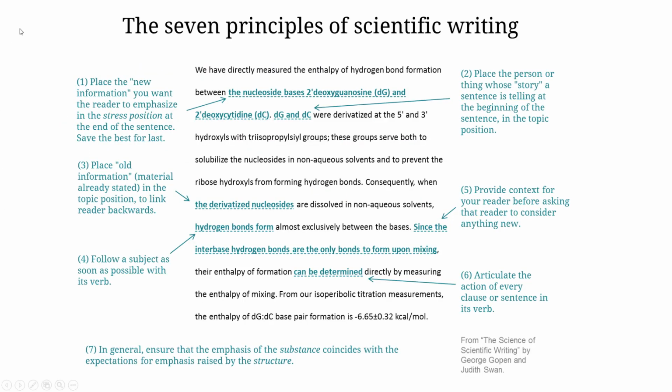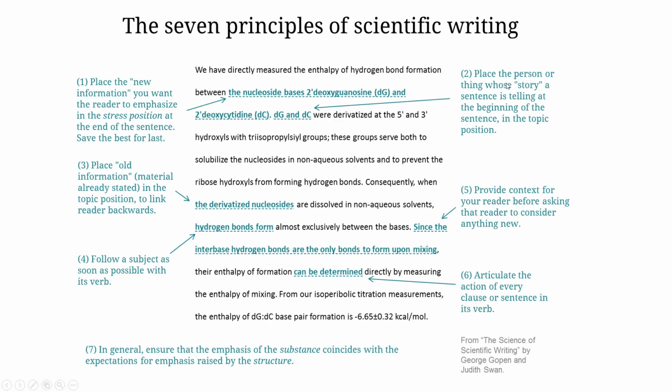In this one slide, it conveys the 7 principles of scientific writing. And this is a nice example to go through. So in the first place, you place the new information you want the reader to emphasize in the stress position at the end of the sentence. You save the best for last.